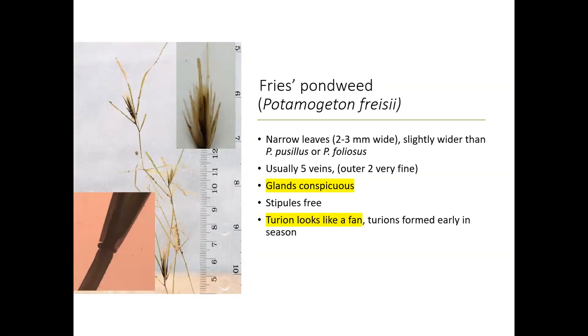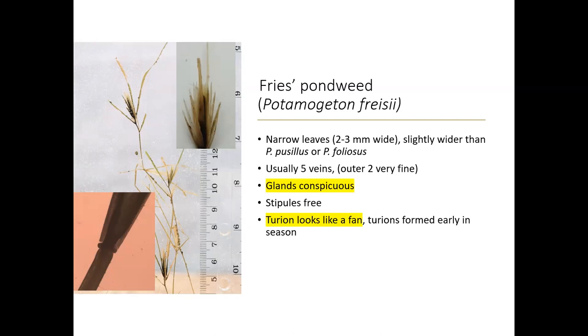The next one is Fry's pondweed, one of my favorite pondweeds. It has narrow leaves, again, but wider than pusillus or foliosus almost always. So they're 2 to 3 millimeters wide. They usually have 5 veins, and the outer 2 veins will be very fine. So you really need that high-powered hand lens, especially, like Paul said, if you've got one with a light, that's really great. You have to look carefully. The glands are quite conspicuous, so it has glands just like small pondweed.